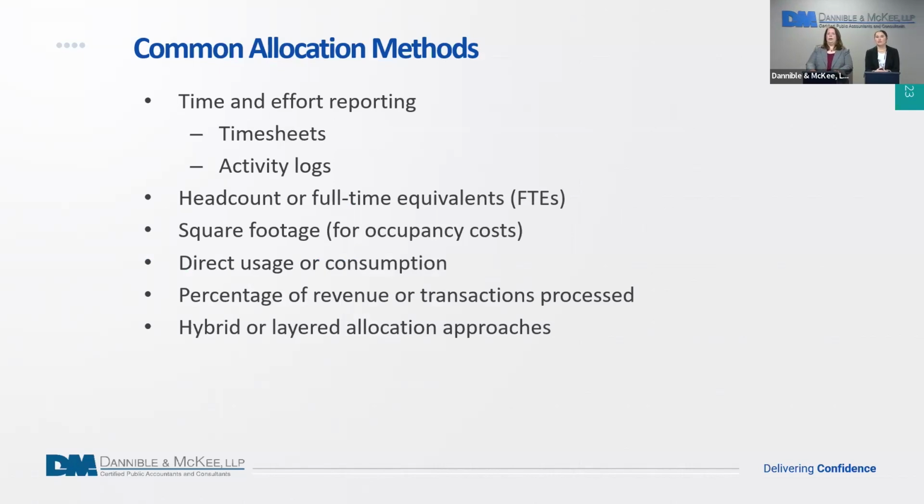Okay, so common allocation methods, time and effort reporting. I know we get a lot of pushback sometimes with this, but our recommendation would be having some sort of timesheet for your staff to really detail whether they're working on program management in general. So timesheets or activity logs. You can use headcount or full-time equivalents. You could use square footage for occupancy.